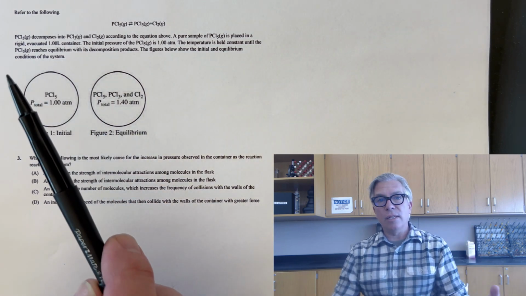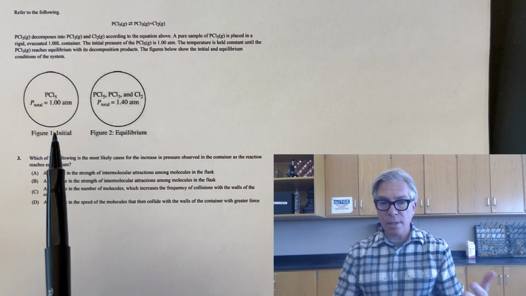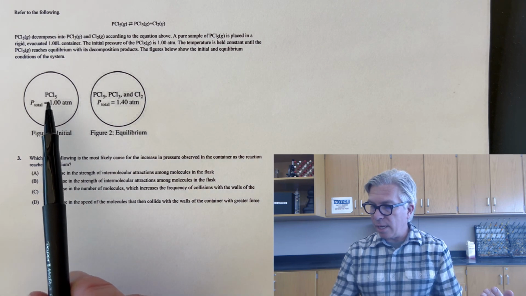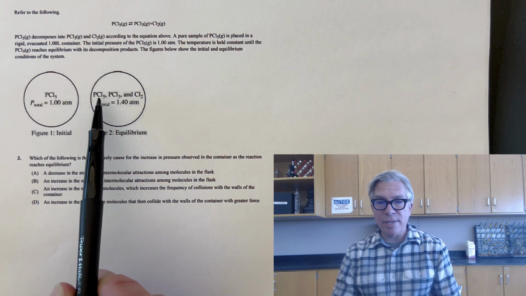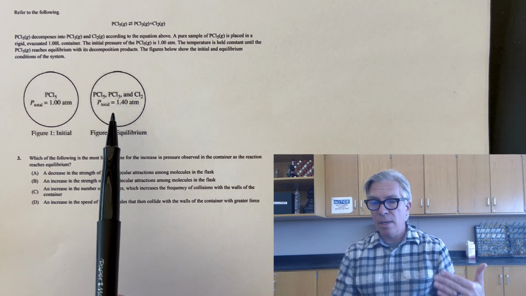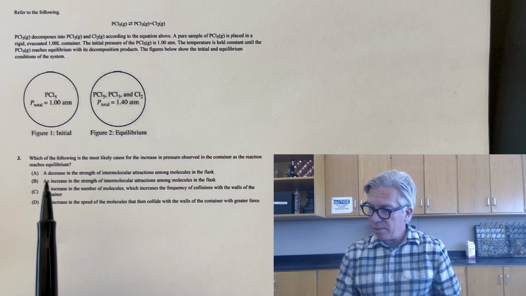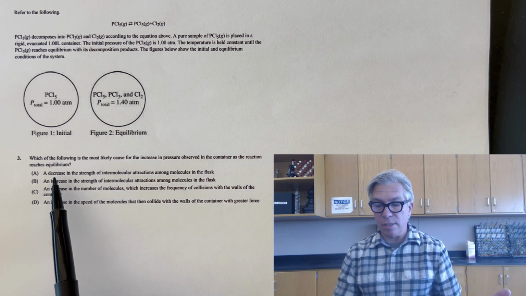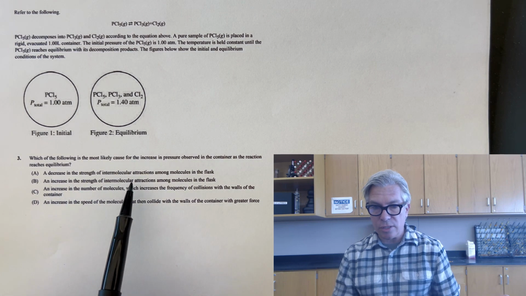So maybe you've studied equilibrium before, maybe you haven't. That's not as important here. And this would be also included in the equilibrium unit. But the idea here is that over here we have one gas and it's at 1 atmosphere of pressure. Over here we have 3 gases because the reaction produced 2 more gases from the one that was there. And so we have more gas in this one and the pressure went up. Which of the following is the most likely cause for the increase in pressure observed in the container as the reaction reaches equilibrium? And the choices are a decrease in the strength of intermolecular attractions.